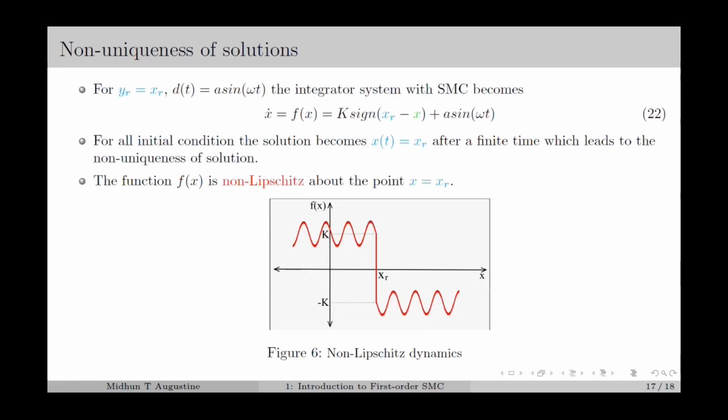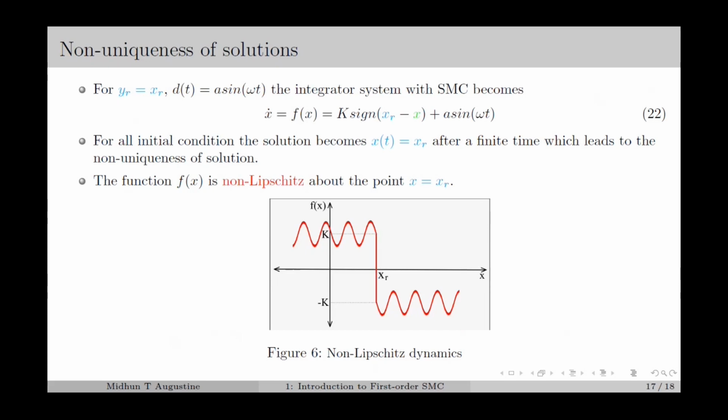Next, we briefly discuss the non-uniqueness of solution in the case of first order SMC, and we can recall the integrator system example that was discussed earlier. For yr equal to xr and the disturbance d of t equals A sin omega t, the dynamics of the integrator system with SMC will be as in equation number 22. Here this term is the control input U and this is the disturbance term. We can represent this overall term as f of x, which is a nonlinear function of x, and plot f versus x, as given in figure 6. Here we can see that this function f is discontinuous at x equal to xr, or it has an infinite slope at this point.